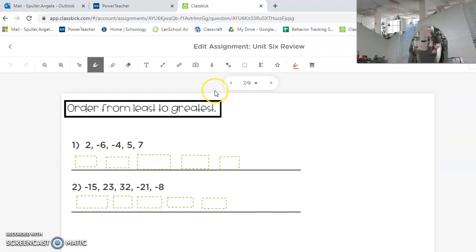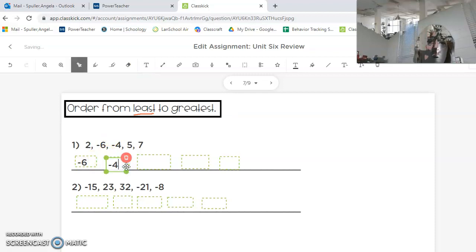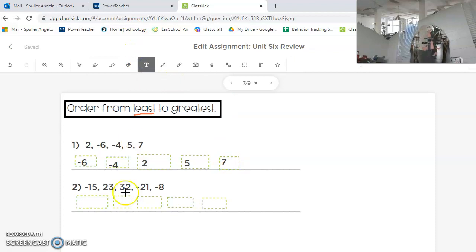All right, so let's put them in order from least. Always remember to look at what it says: least. Which one do I owe the most? Well, here I owe negative 6, then negative 4, because I don't owe as much. Now the rest of the numbers are positive, so I can just put them in order: 2, 5, and 7.